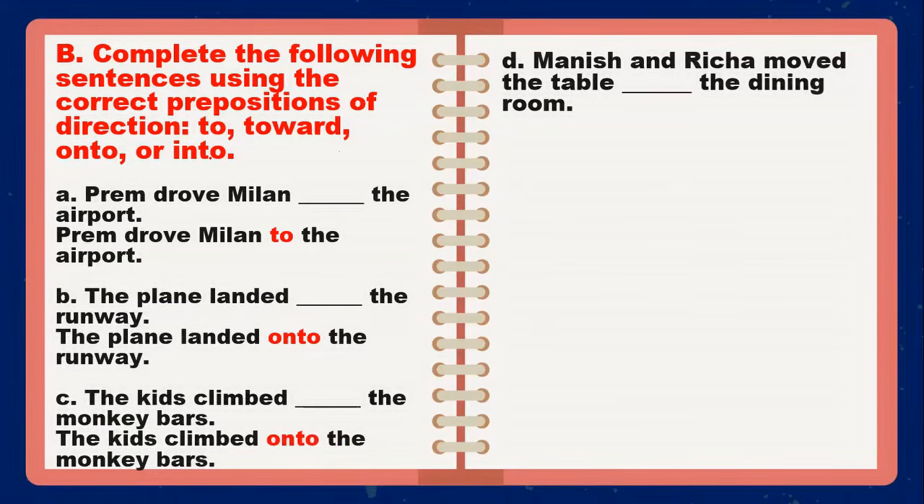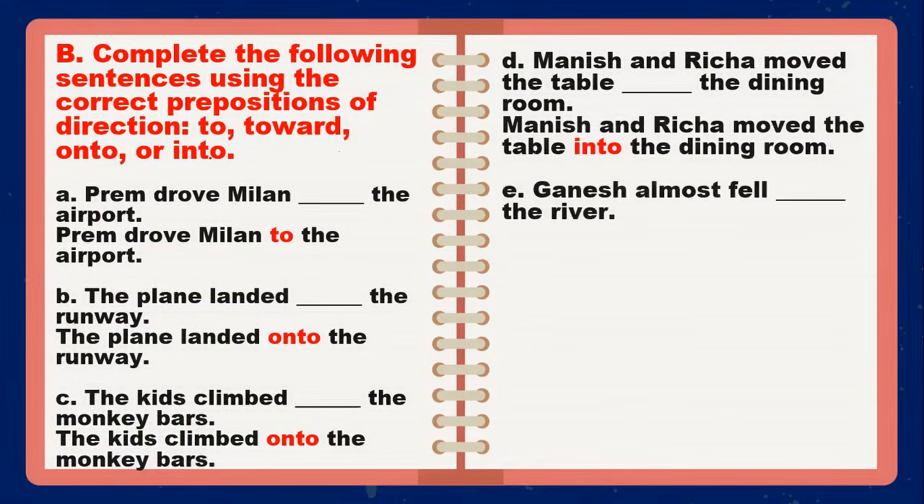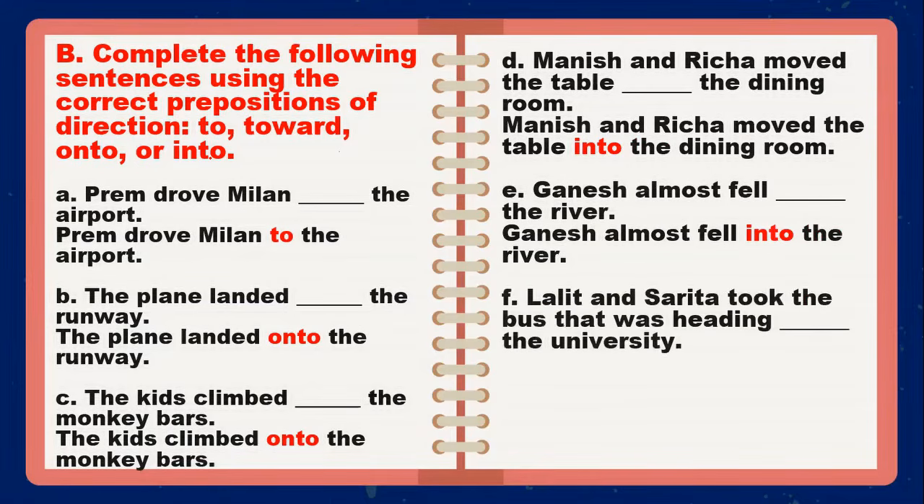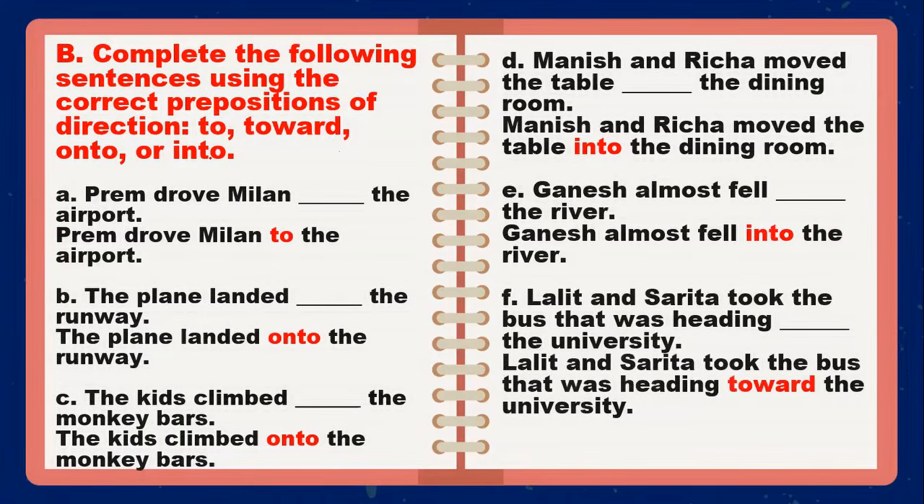Manish and Richa moved the table, they took it inside the dining room, they are in motion, therefore into. Ganesh almost fell, there's the river, falling inside the river, so into. Lalita and Sarita took the bus that was heading toward the university, towards the university.